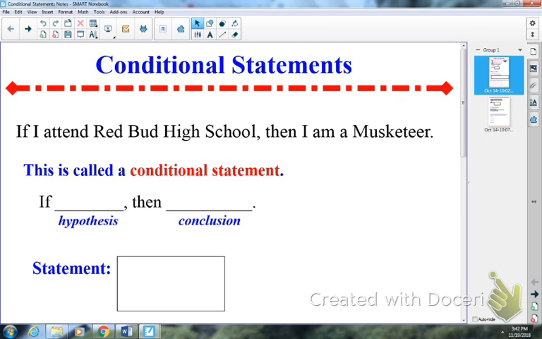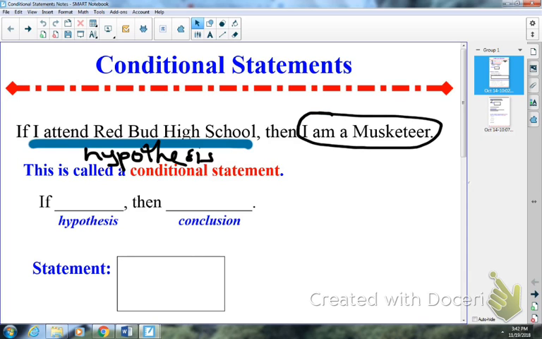So the hypothesis is the part that follows the if, not including the word if. So in this particular problem, the hypothesis is I attend Redbud High School. Again, this is the hypothesis. And the conclusion is the part that follows the then. So I am a musketeer is your conclusion.